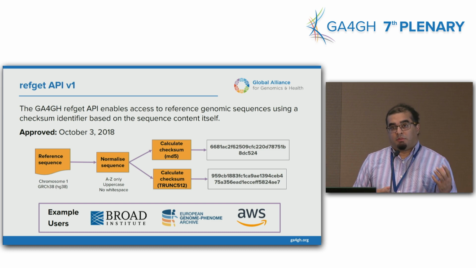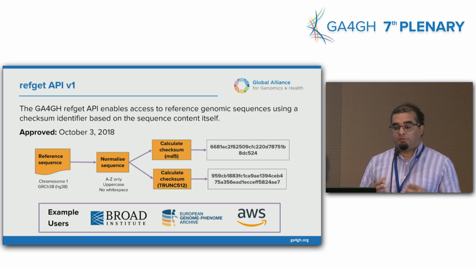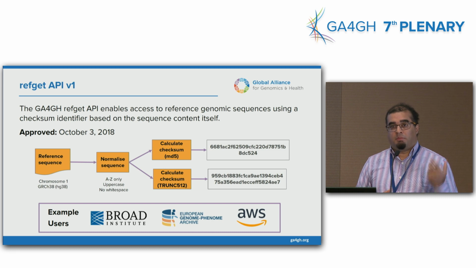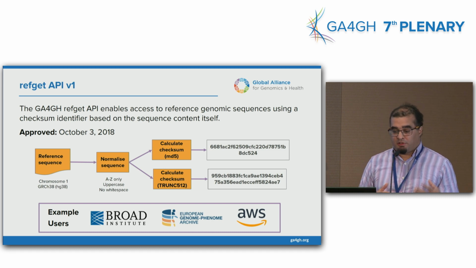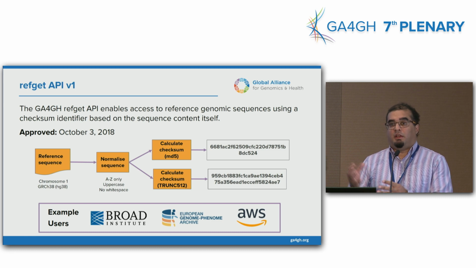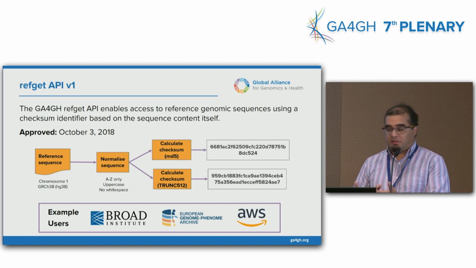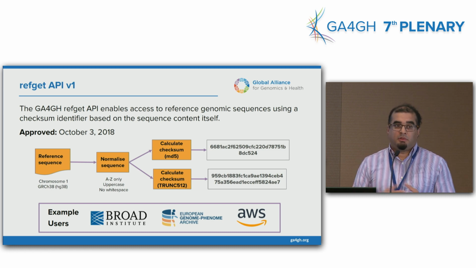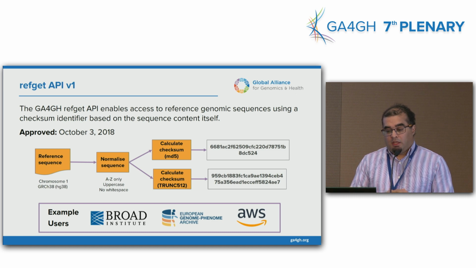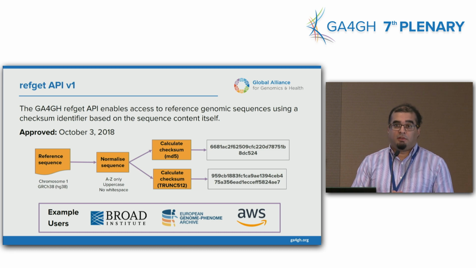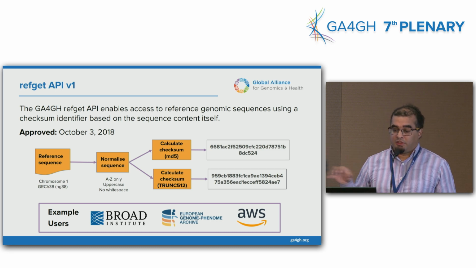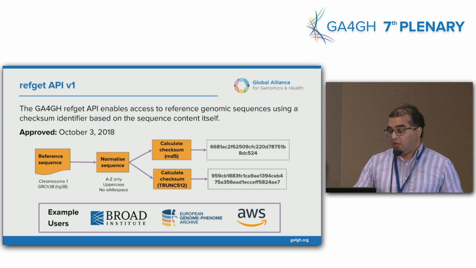So if we're going to move to a world where we're processing large volumes of data, we need to make sure that things can be reliably accessed and used for computational purposes. So the RefGet API enables access to reference genomic sequences, but it doesn't give them a human-based accession or name. It uses a checksum identifier based on the sequence content itself. So the reference sequence is normalized. There are different checksum endpoints on offer. And this is now going to be used in the EGA, and we're looking at setting up mirrors on AWS so we can have distributed bases for the human reference genomes to be used across the world.